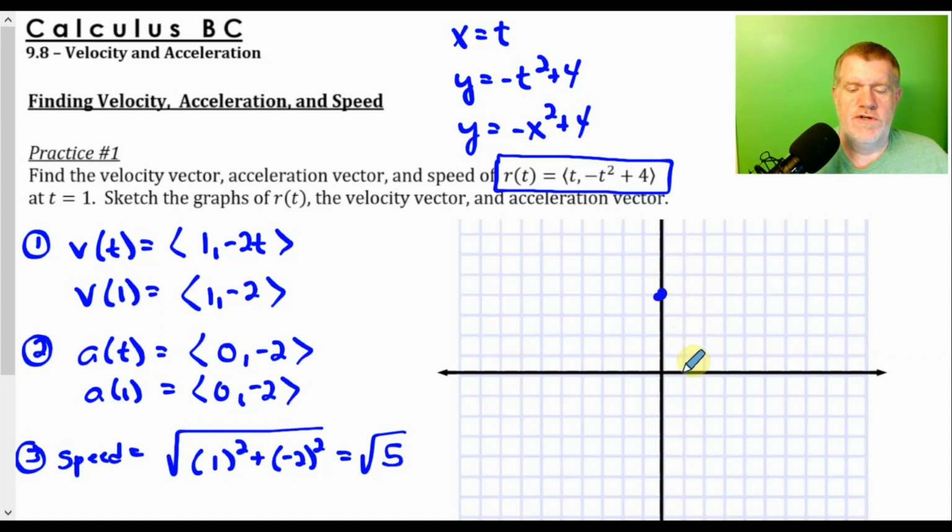And then if we go to either side, at 1, it goes to 1, 3. And at negative 1, it goes to negative 1, 3. At 2, we get 0. And at 3, we get negative 9 plus 4, which is negative 5. 1, 2, 3, 4, 5. And the same thing over here. There is our graph. Oh, I missed.